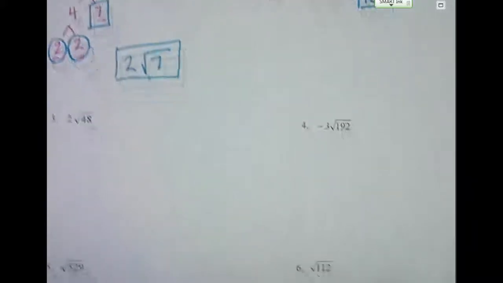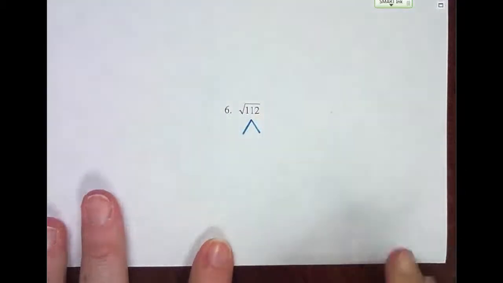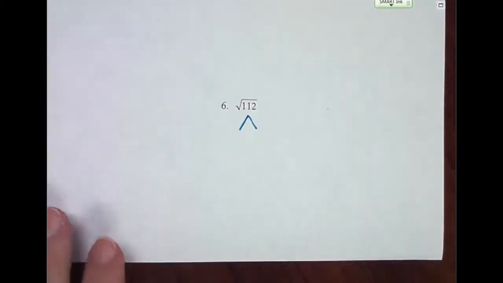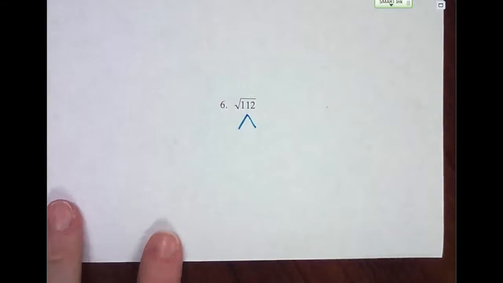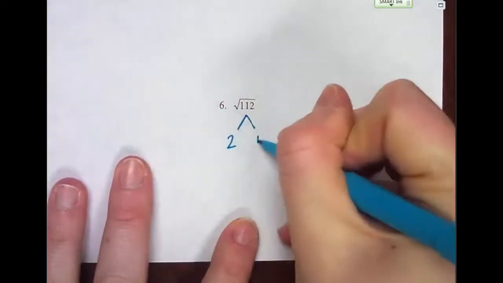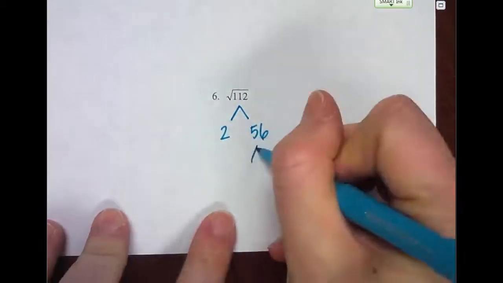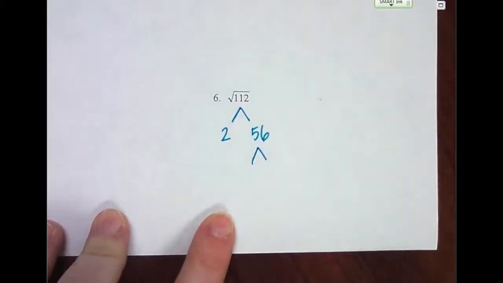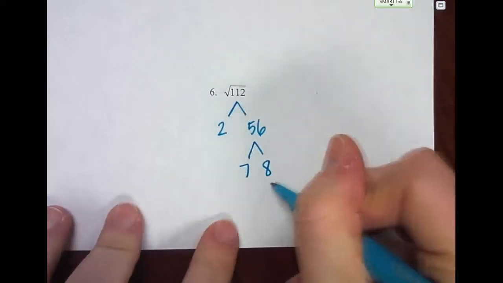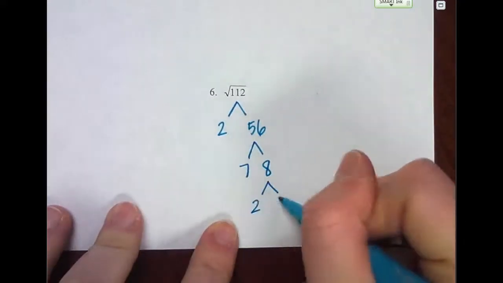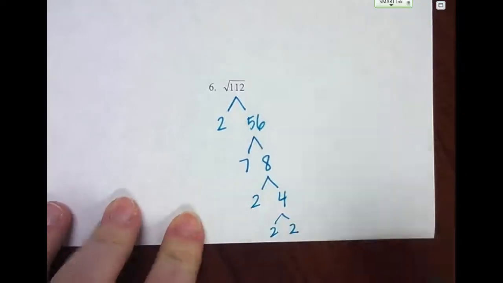Okay, let's do another one without a number in front and then we'll come back. So number 6, let's break 112 down. Now I don't really know what goes into 112, but I know it's an even number. So I'm going to see 112 divided by 2 is 56. So I know 2 times 56. Okay, and then I can break down the 56. I know 56 is 7 times 8. And I can't break down the 7, but I can break down the 8, 2 times 4. And I can break down the 4, 2 times 2.